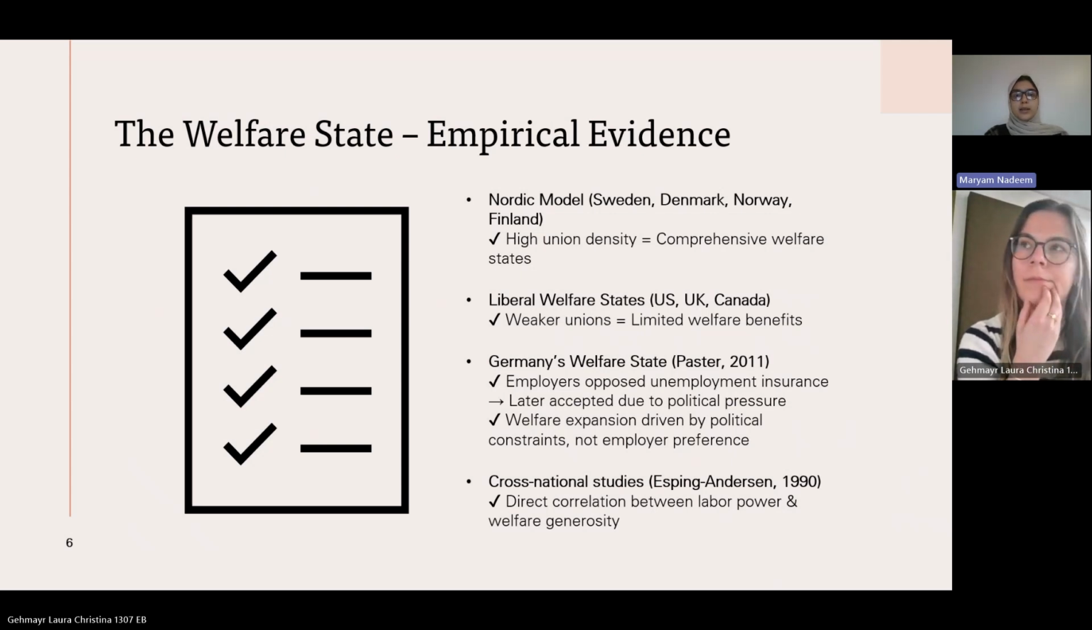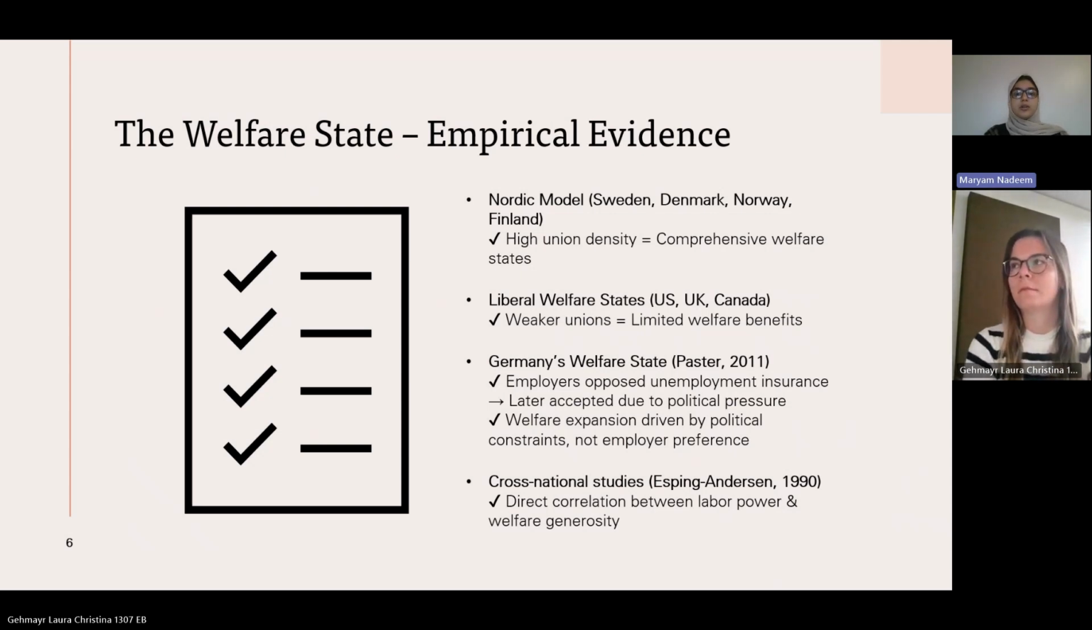The next is the liberal welfare state, that includes the US, UK, and Canada also. Here, the case is that labor unions are weaker and social programs are much more limited. Again the theory fits here. Further, we are moving to Germany's welfare state. Here, we will see an interesting twist.